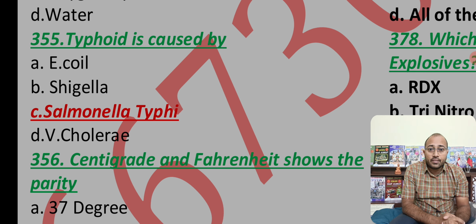Typhoid is caused by the Salmonella typhi bacterium. You must know. Vibrio cholerae causes cholera.